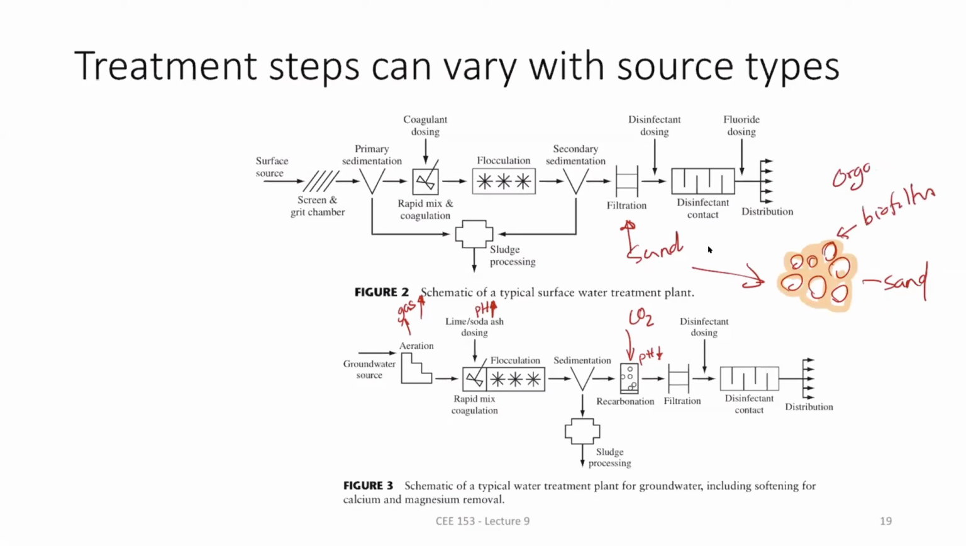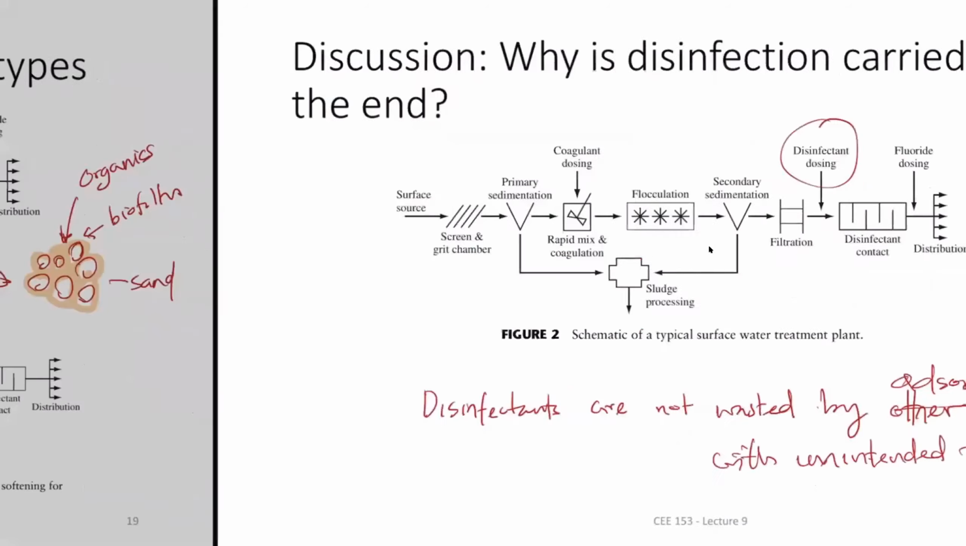So you need that biofilm for filtration to be effective. If you add disinfectant before, you'll kill them, and you're not going to have an efficient system. Not only will you spend a lot of money, but you'll also decrease the efficiency of filtration. Okay, so these are a couple of reasons you can think of.